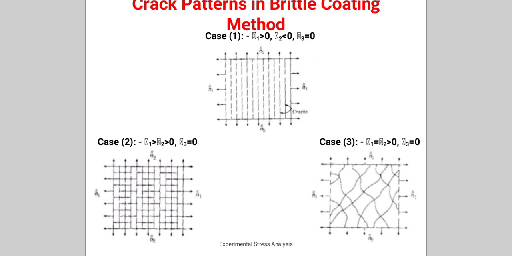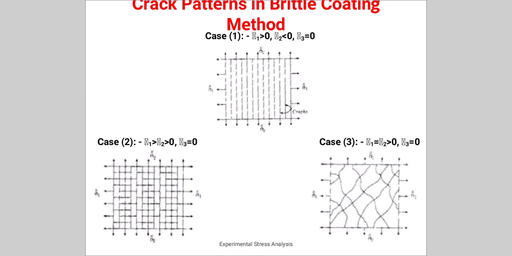So now we'll discuss the different types of crack patterns in the brittle coating method. In case number 1, sigma 1 is greater than 0, sigma 2 is less than 0, and sigma 3 is equal to 0. In all three cases, sigma 3 is equal to 0, because we are not going to focus on the value of sigma 3. But we'll focus mostly on the sigma 1 and sigma 2 calculation.